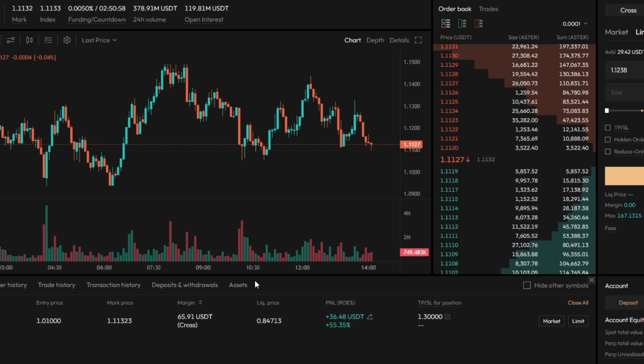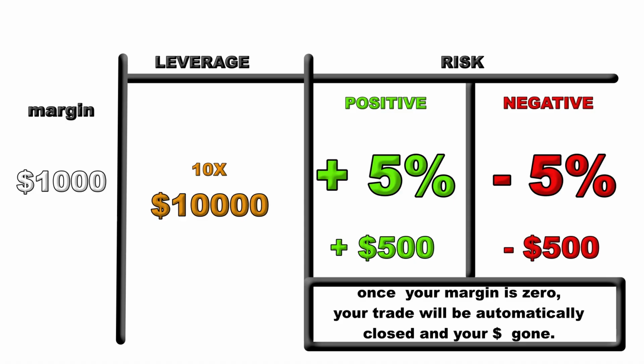profitable positions, right? When you have leverage on your position, the same way it works in a positive way, it also works in a negative way. So if you are having a 10x leverage on a $1,000 deposit, that means you have $10,000. If the price goes plus 5%, that means you have 5% of your $10,000. If the price goes minus 5%, you have minus 5% of your $10,000.